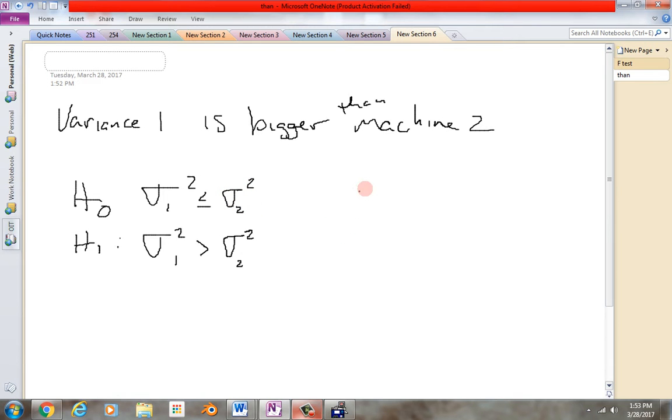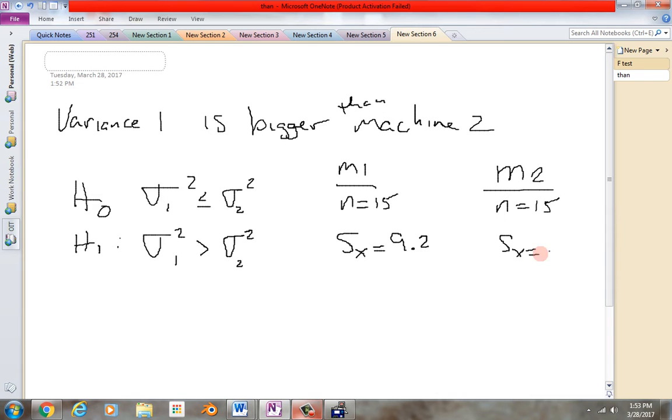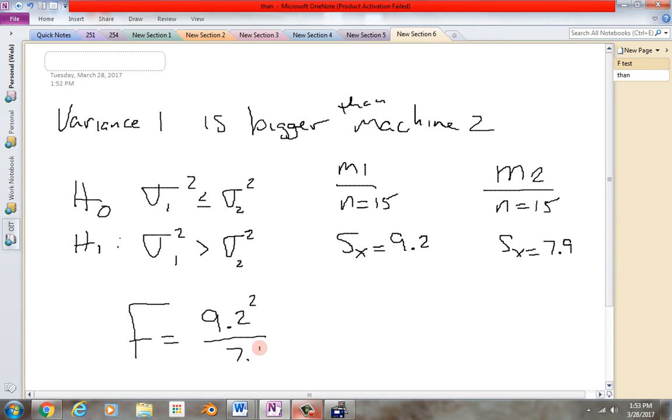Nice. And so what do I do? Well, I take a sample. That's what I would always do. For machine 1, we take a sample of, I don't know, 15 items coming off of it, and I find that the standard deviation from this sample is 9.2. And from machine 2, I take also 15, and I find that the standard deviation is in fact 7.9. Okay? So my F statistic is literally this easy, 9.2 squared over 7.9 squared.